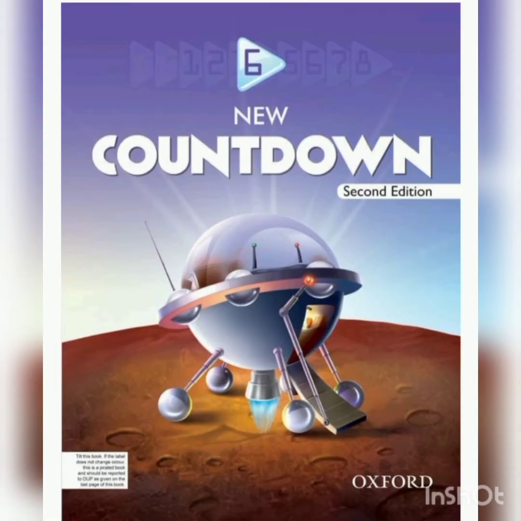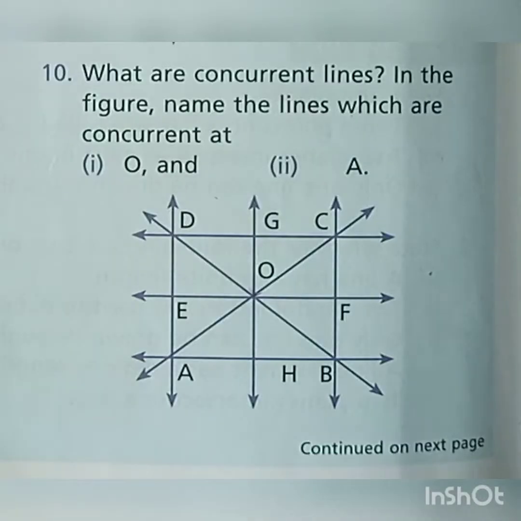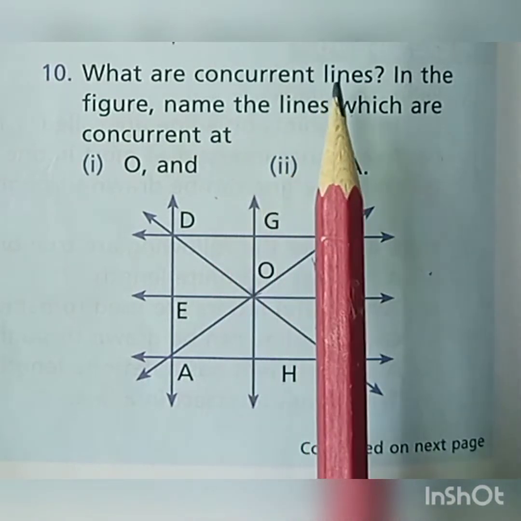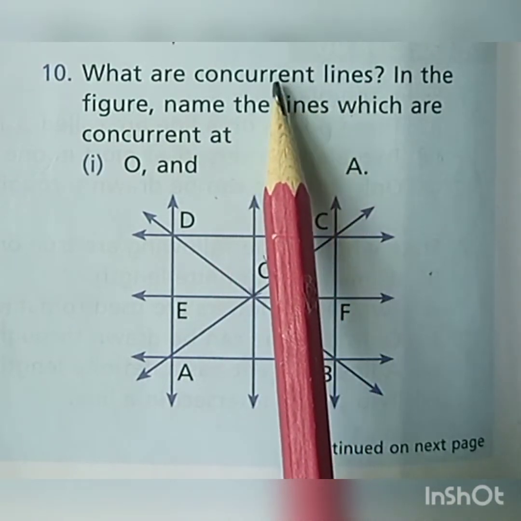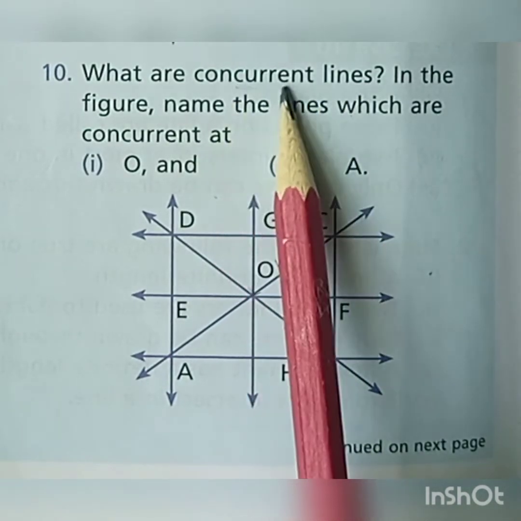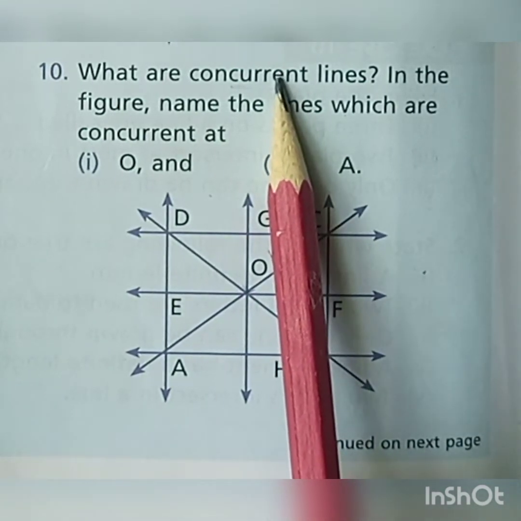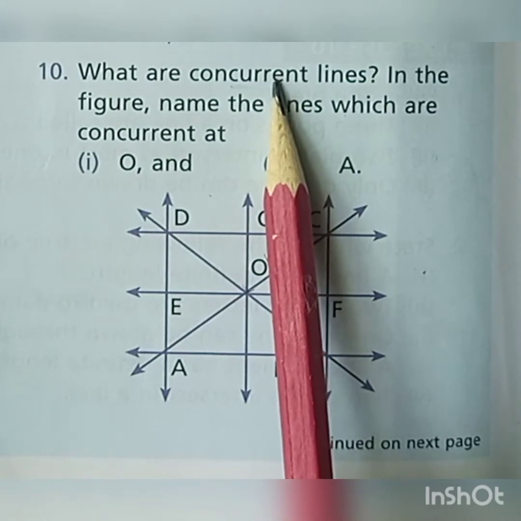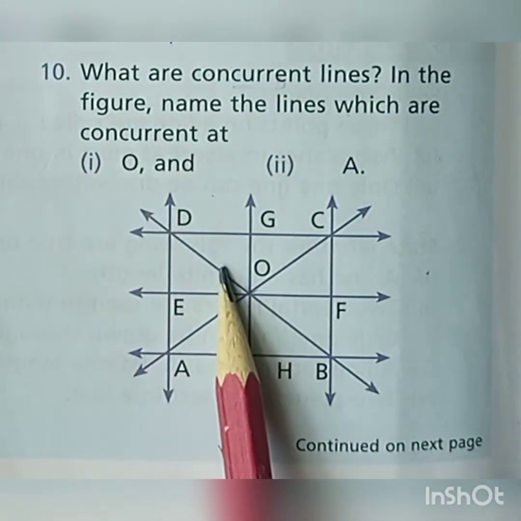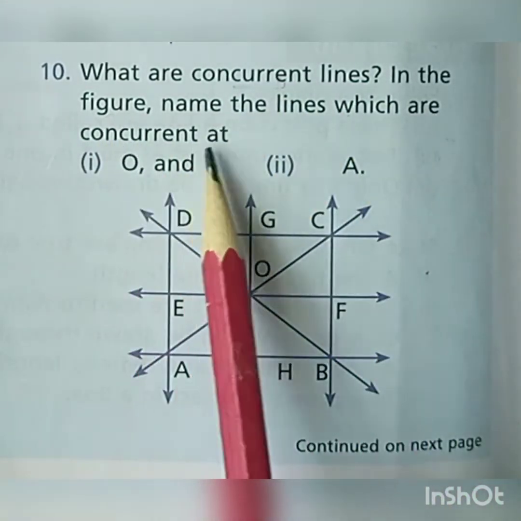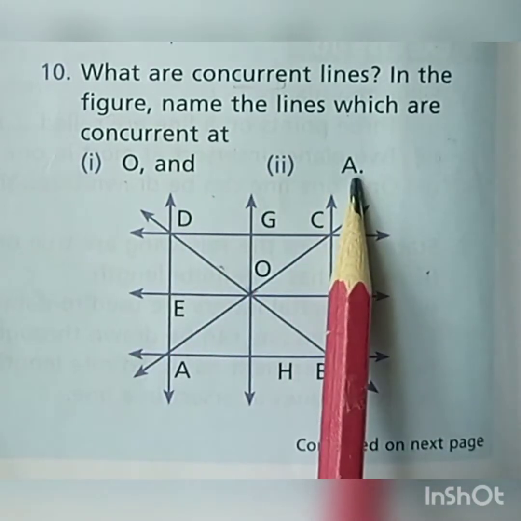Today we are going to continue exercise 10 with question number 10. What are concurrent lines? Students, you have already studied concurrent lines. Concurrent lines mean if two or more lines pass through a point, then they are called concurrent lines. In the figure, this is the figure. Name the lines which are concurrent at O and A.